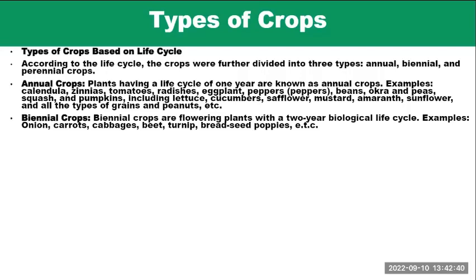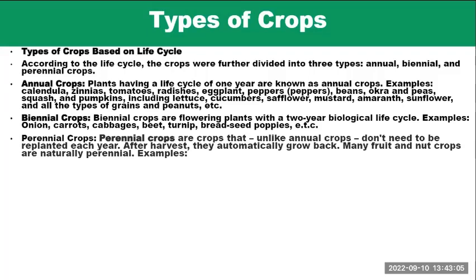Then we have biennial crops. Annual crops are those that have a life cycle of 1 year, but biennial crops are flowering plants with a 2-year biological life cycle. Examples include onions, carrots, cabbages, beets, turnip, poppies, and so on and so forth.